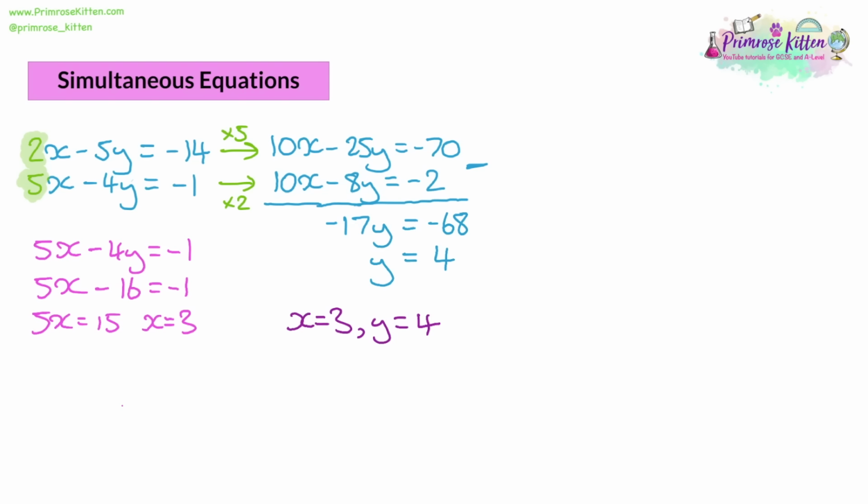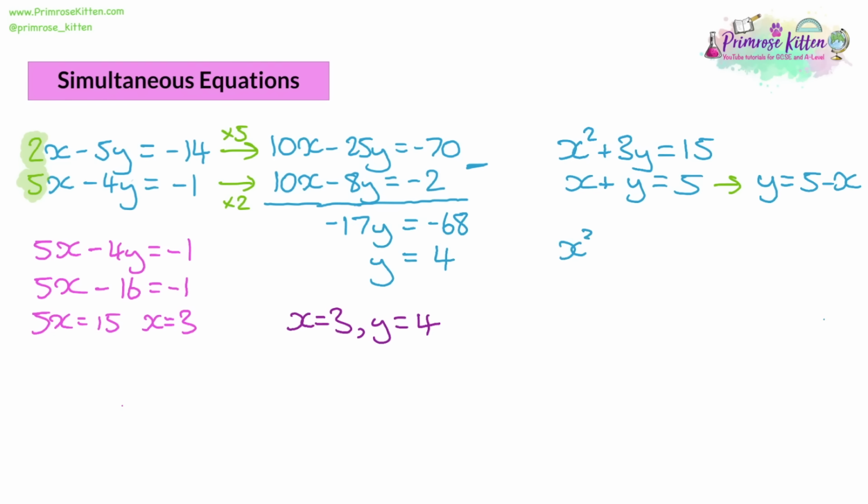Other examples to be aware of are things like x squared plus 3y equals 15. So we've got a squared sign in this one. Then we have one without a square sign, x plus y equals 5. So another way to solve these is by substitution. What we can do is we can rearrange this to make y the subject, and we can say that y is equal to 5 minus x. And we can substitute that into our original equation.